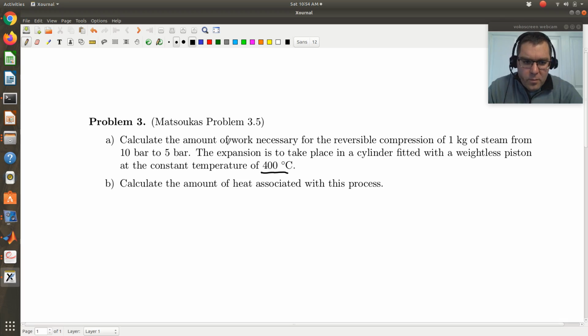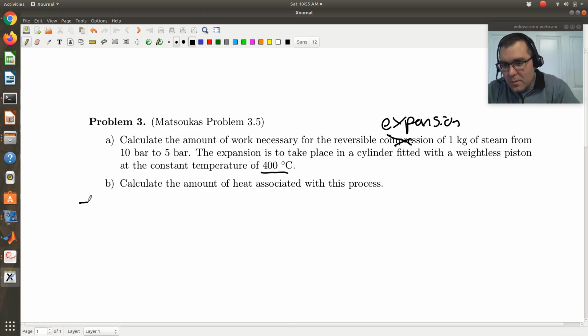We'll have reversible compression, and then here it says expansion, right? So it should be expansion because we're going from... so this should be expansion. I swear I took this from the book. Because our pressure is decreasing from 10 bar to 5 bar. All right, since temperature is constant and pressure is decreasing, expect our system to expand.